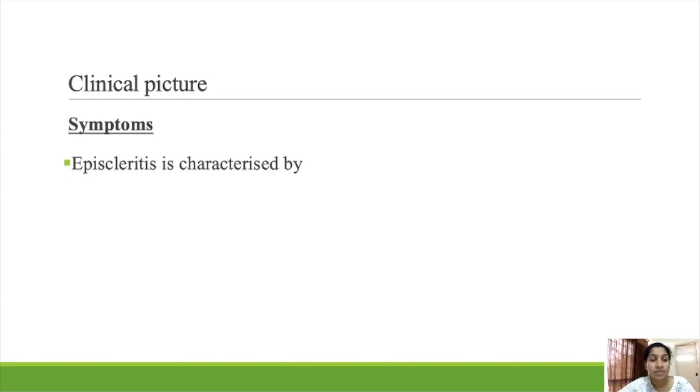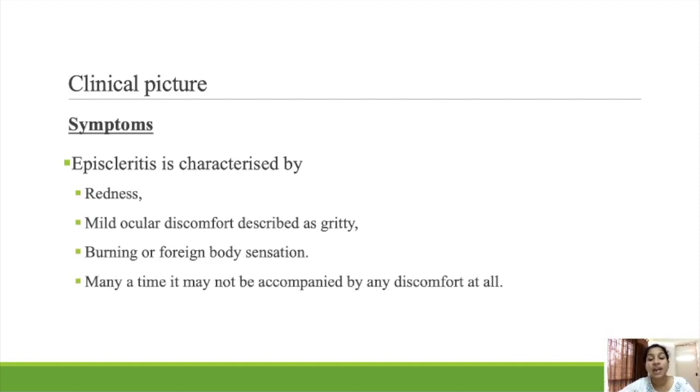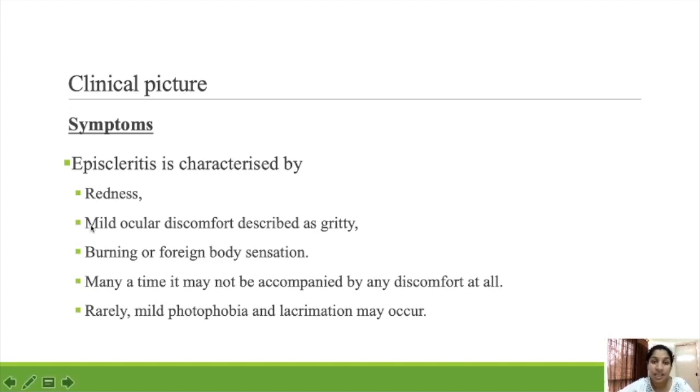Clinical picture. Symptoms. Episcleritis is characterized by redness and mild ocular discomfort described as gritty, burning or foreign body sensation. Many a time it may not be accompanied by any discomfort at all, and rarely mild photophobia and lacrimation may occur. So there will be redness like we saw in that picture. It will be in a quadrant or in the anterior part of the episclera. These are the symptoms.